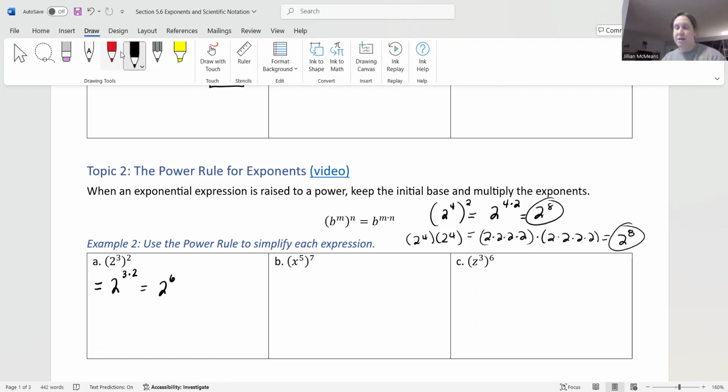And again, just like in example 1, if you have a situation where your base is a number, go ahead and multiply it all the way out. Go ahead and evaluate that expression. So if you've got your calculator out, you want to take 2, raise it to the 6th power, and we get 64.